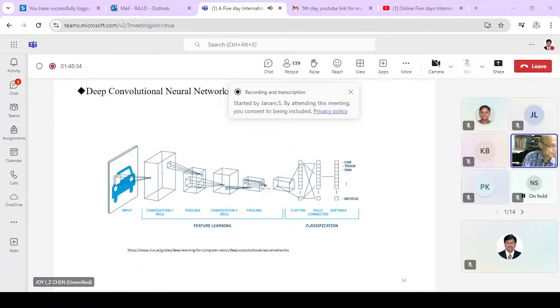Next is the DCNN, deep convolutional neural network. DCNNs have differentiated themselves from traditional convolutional neural networks by incorporating a higher number of hidden layers, thereby augmenting feature extraction capabilities and evaluating prediction accuracy within the realm of deep learning.